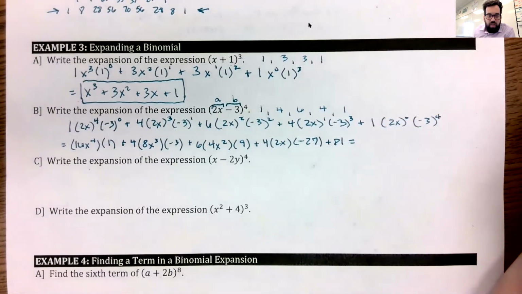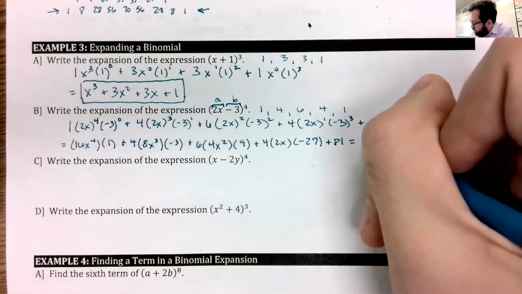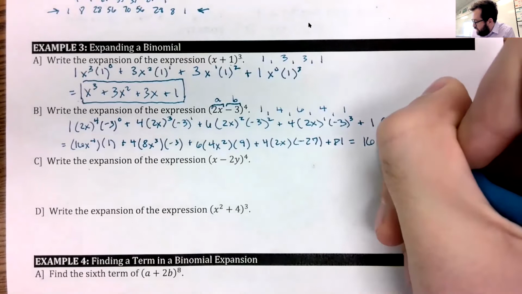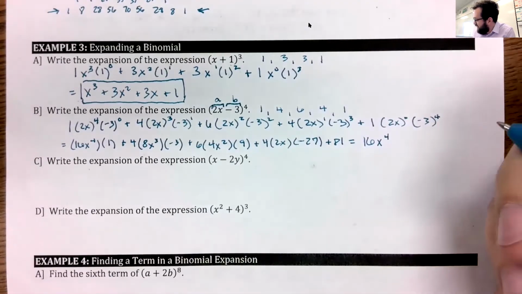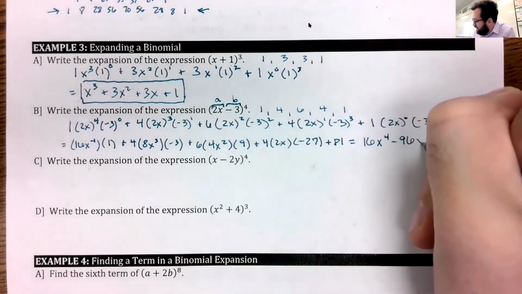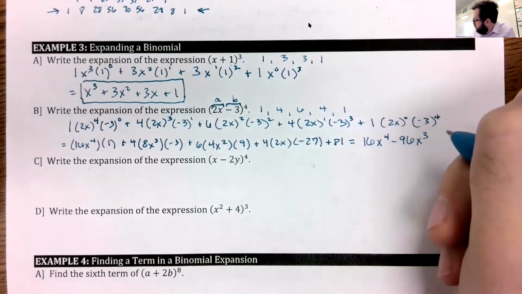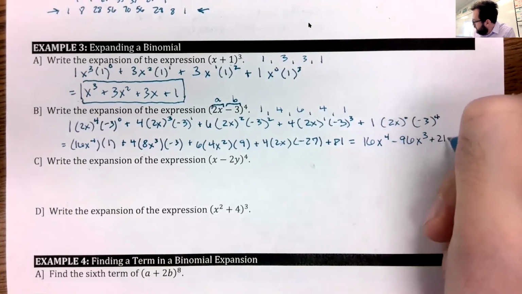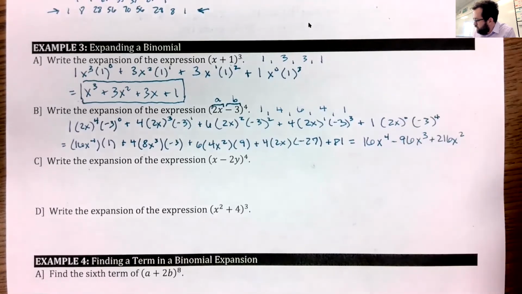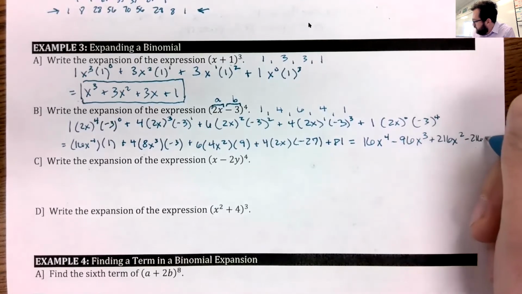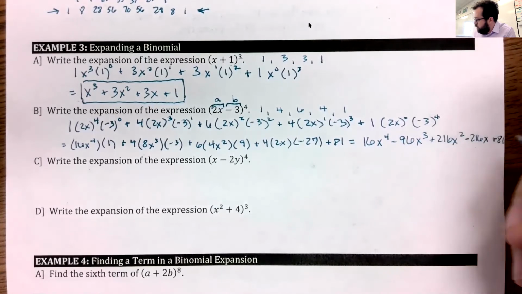So now I'm going to multiply everything together in each term. So we have 16 times 1. Pretty sure that's 16x to the 4th. And then we have minus 96x to the 3rd plus 216x squared minus 216x plus 81.